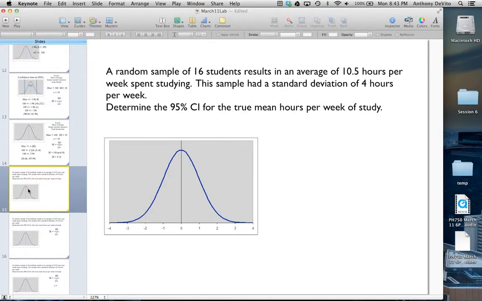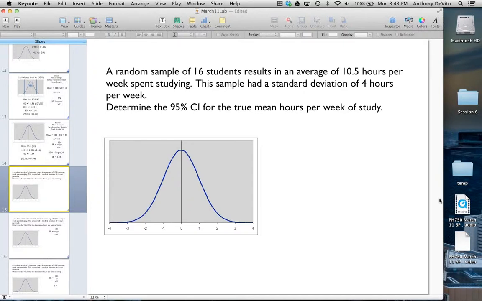Okay, let's try another exercise here. A random sample of 16 students results in an average of 10.5 hours per week spent studying. This sample had a standard deviation of 4 hours per week. Determine the 95% confidence interval for the true mean hours per week of study.